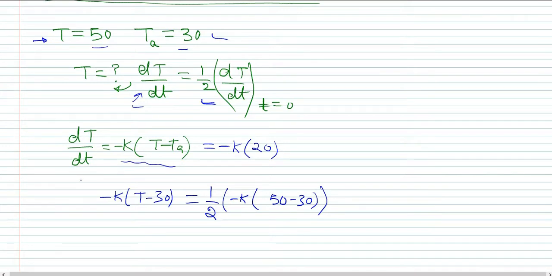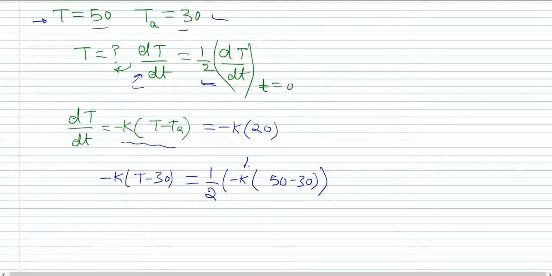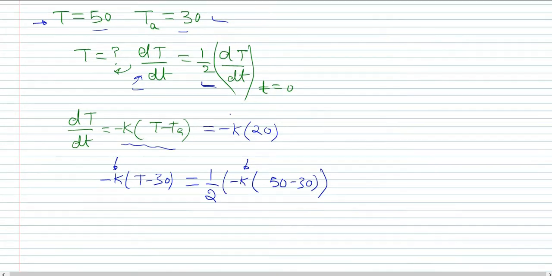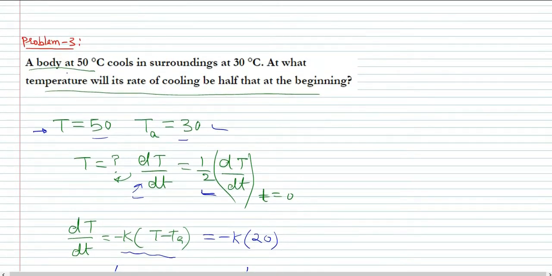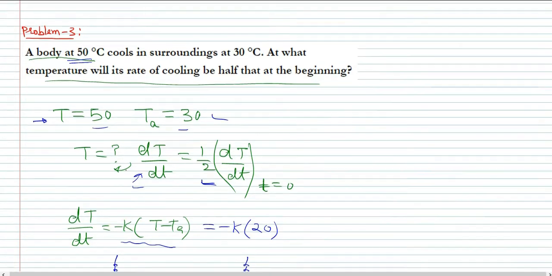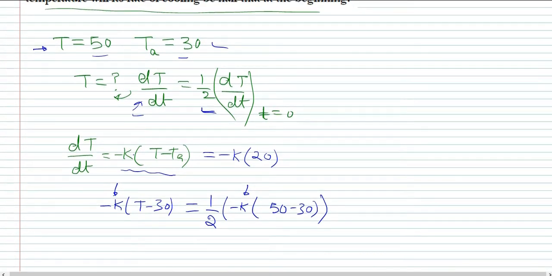Do you agree? Why do we write the same k here and here? Because this is the same body. Now at t equals 0, what does that mean? A body at 50 degrees centigrade cools in surroundings at 30 degrees centigrade. Initially the body is at 50 degrees centigrade. This is the first temperature of the body, so this is the temperature at t equals 0, because t equals 0 is the beginning of our investigation.